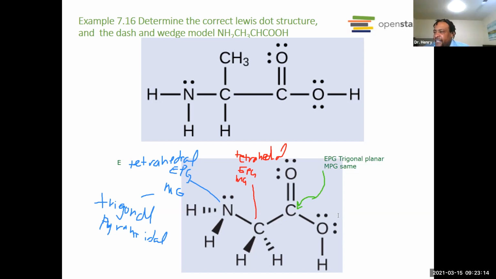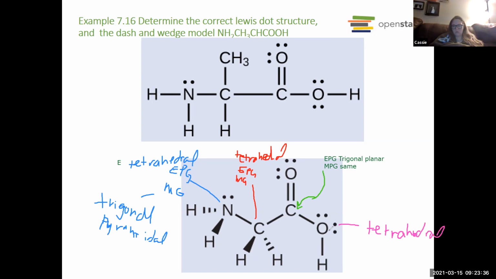Okay. And the oxygen? 2, 3, 4. Tetrahedral. Okay. And bent. That's right. Piece of cake?